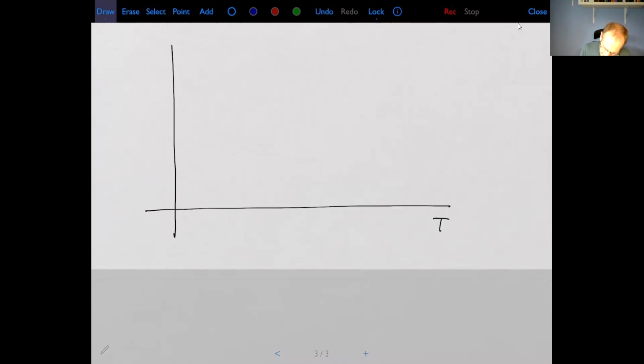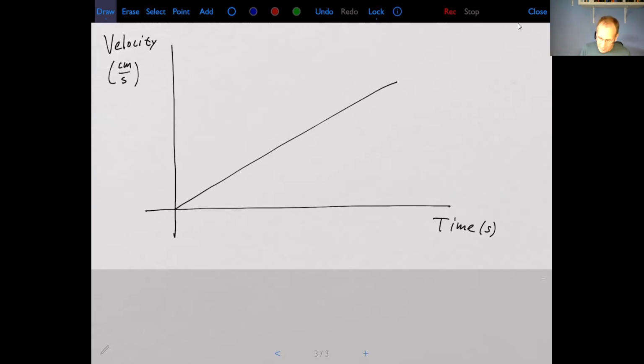Let's say I have time on the x in seconds, and then velocity now on the y. Let's say it's in centimeters per second. And I'm going to assume it's linear again. Okay, so since it's linear, I might want to calculate the slope of this graph, right?